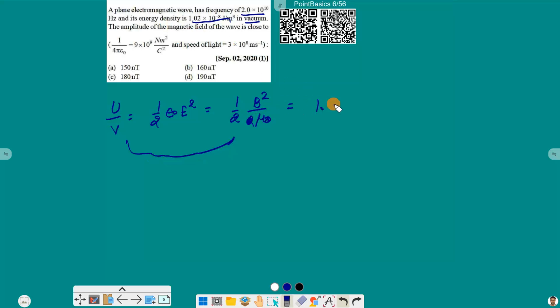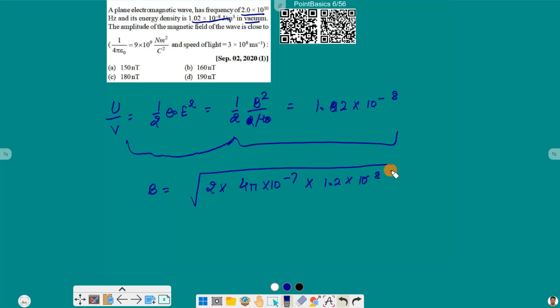So we have energy density as 1.02 into 10 raised to power minus 8. From this expression we can write that B is equal to the square root of twice mu naught, where mu naught is 4 pi into 10 raised to power minus 7, into 1.2 into 10 raised to power minus 8. On solving, this will give us 16 into 10 raised to power minus 8, or 160 nano Tesla. That is option B here.